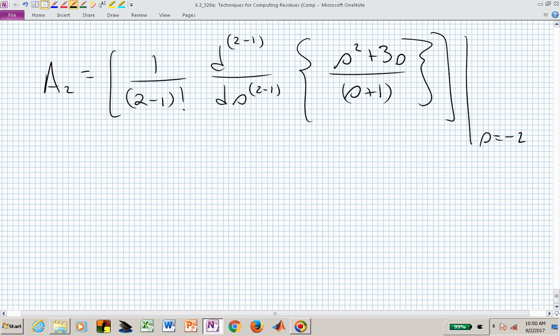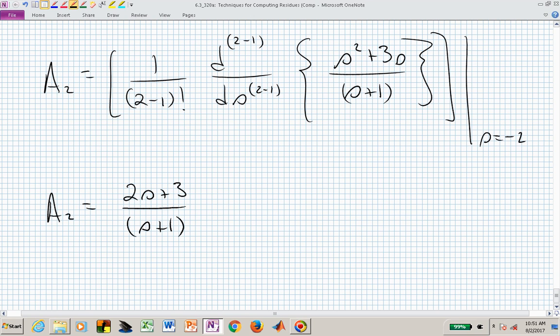So we can now perform the 1 over 1 factorial goes away, and we're just taking the first derivative, that's 2 minus 1, of s squared plus 3s over s plus 1. So now let's go ahead and do that as, let's just say, a product. So we have the numerator times the denominator polynomial, which is s plus 1 raised to the minus 1. So the derivative of the first term is 2s plus 3. That's still scaled by the denominator factor of s plus 1.